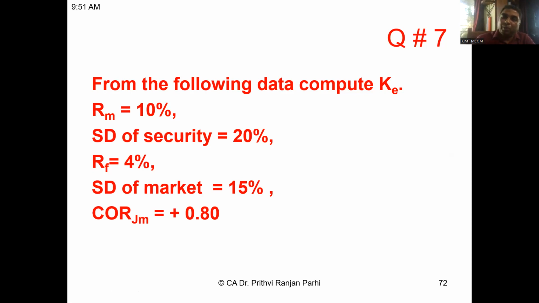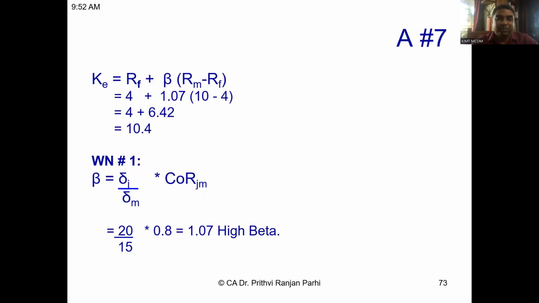First, we will compute beta, then you can apply the formula RF plus beta into RM minus RF. So you see, this is the formula in fact. KE is equal to RF plus beta into RM minus RF. So RF is 4 plus beta is 1.07.